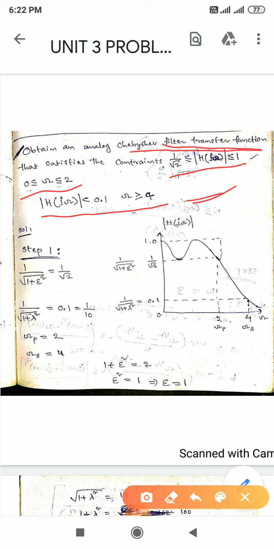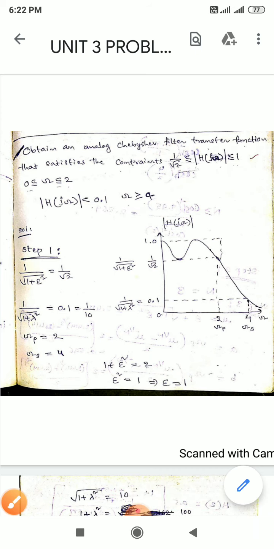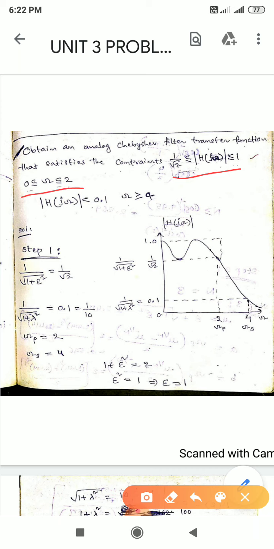How to determine the transfer function of the Chebyshev filter? The following steps are used to determine the transfer function of the Chebyshev filter. In the first step we are determining the order of the filter. How to determine the order of the filter? From the given constraints, we are designing the Chebyshev low pass filter.